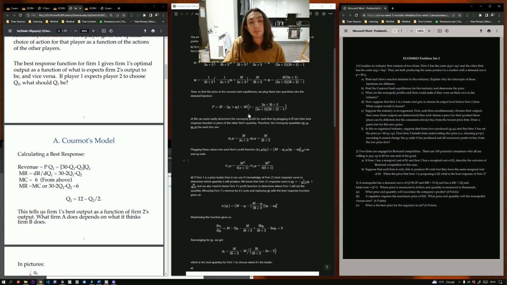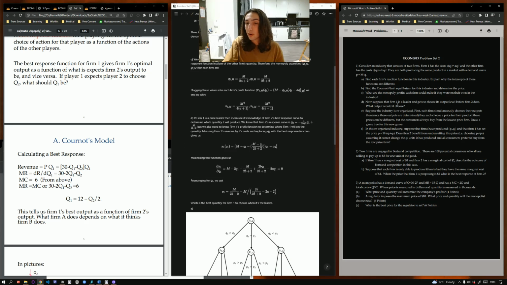Again, I'm glossing over the calculations here. I don't think it's completely necessary to show all the calculations, but maybe you'd like to do it yourself just to confirm, okay? Just maybe do the calculations by yourself and then put down your answers, okay? Now suppose firm 1 is a leader. It chooses its output level before firm 2 does.